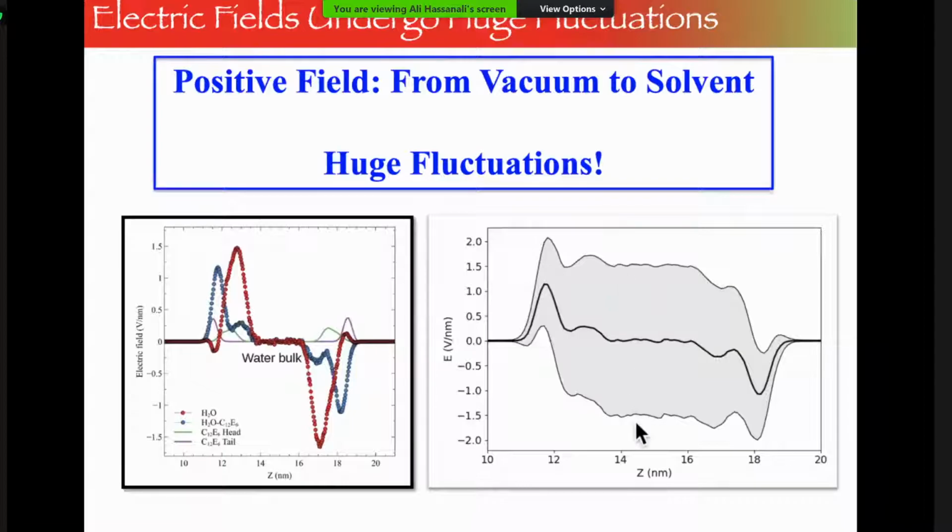Just to give you a sense of how much they fluctuate, I'm showing you this plot, which again we're able to extract from the molecular dynamics simulations, of the average electric field and then the range of electric fields that you see because of the fluctuations. And so the fluctuations are huge. Again, of course, it's these fluctuations in the electric field that will ultimately drive interesting chemical reactions.